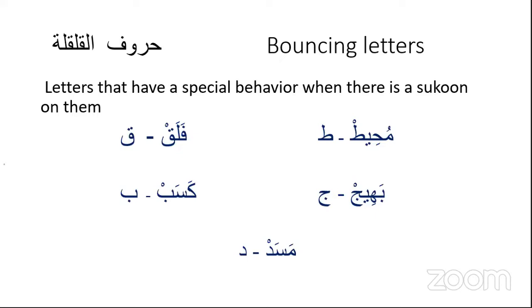I'll again read the examples. Falaq, muhit, kasab, bahij, masad. So those are the bouncing letters. The letters that have a special behavior when there is a sukoon. So the other letters, you should not bounce on them.